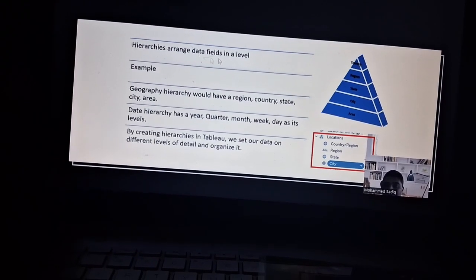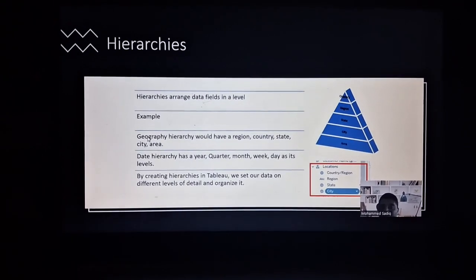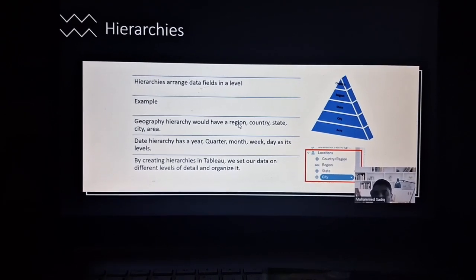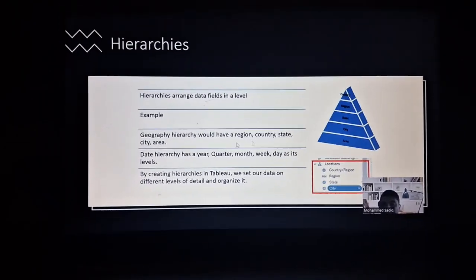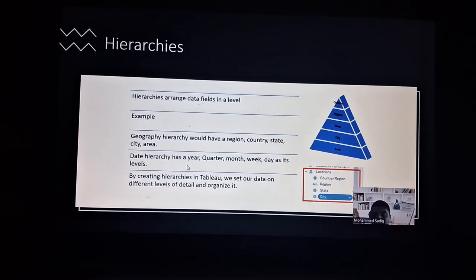Hierarchies arrange the data fields in levels. For example, if you have a geographic hierarchy, you will have country or region at the top, then state, area, something like that. Or if it is a date hierarchy, you will have year.